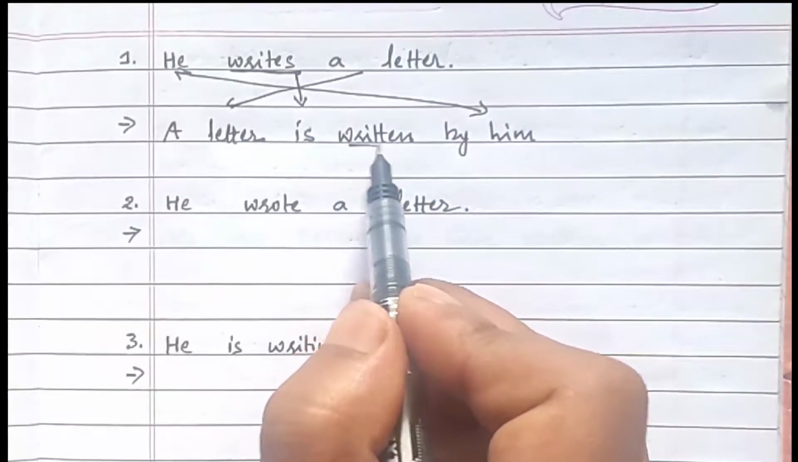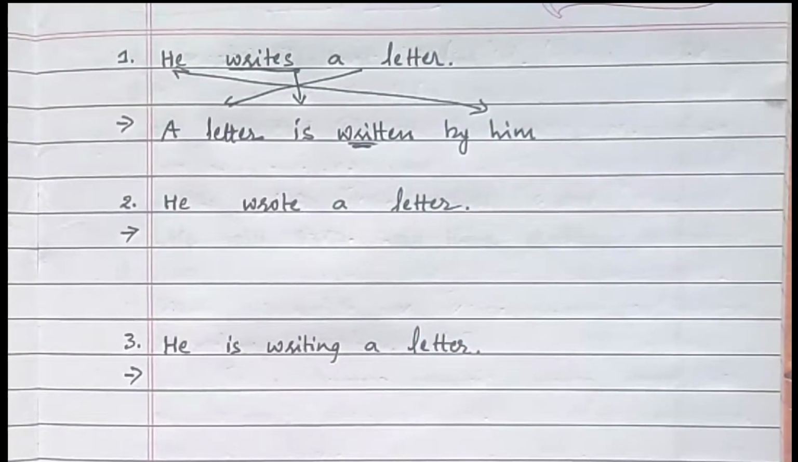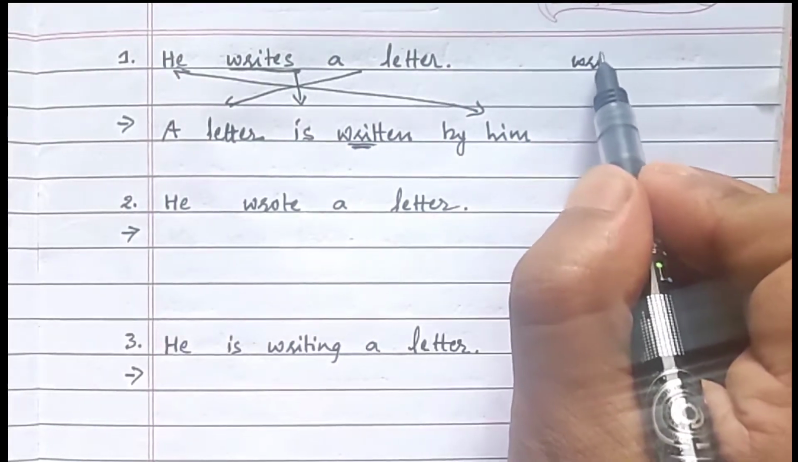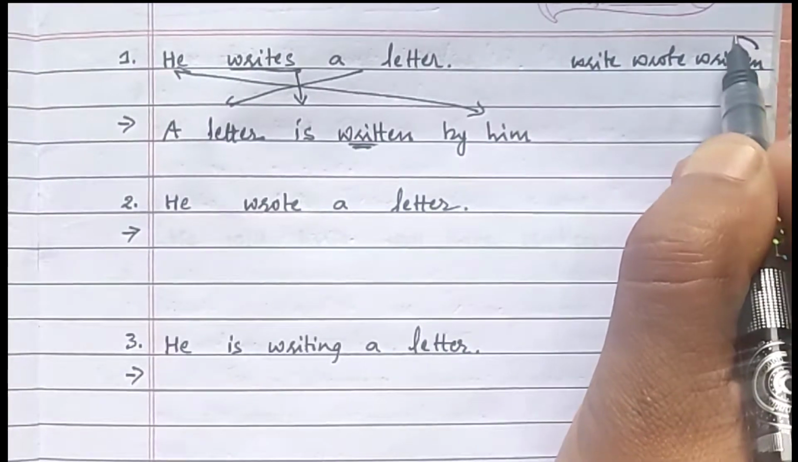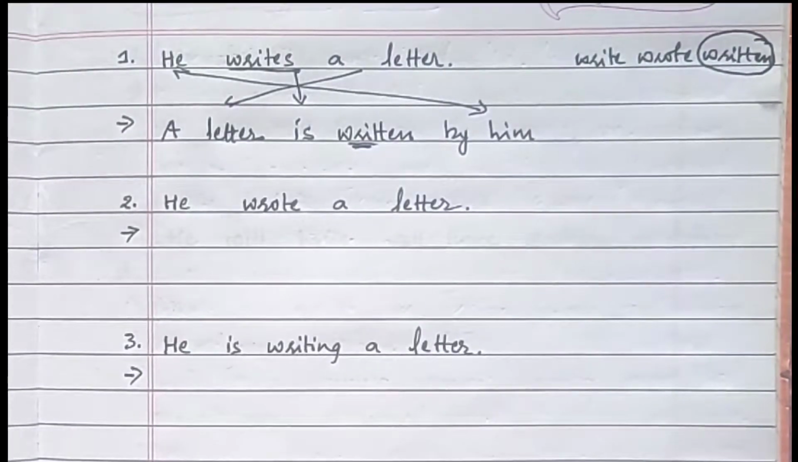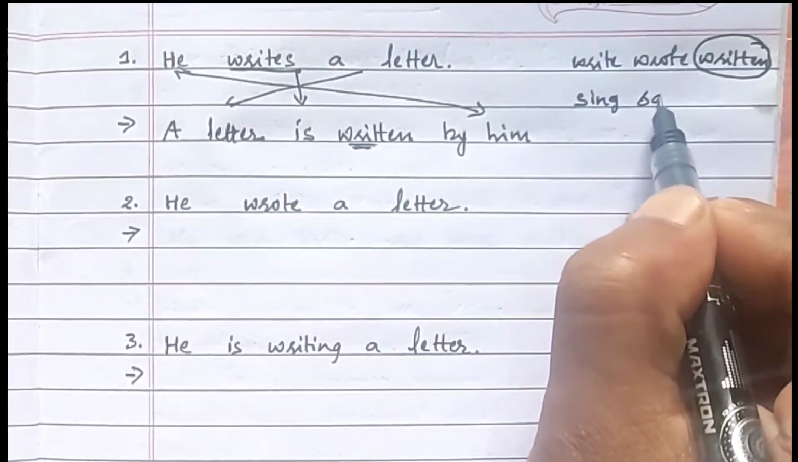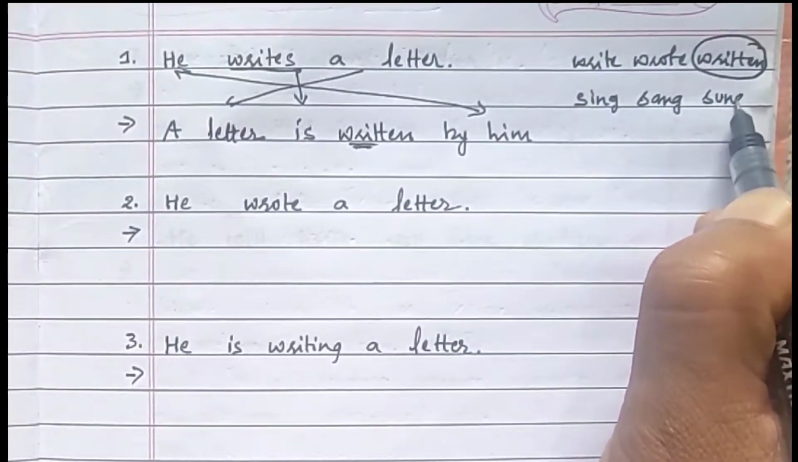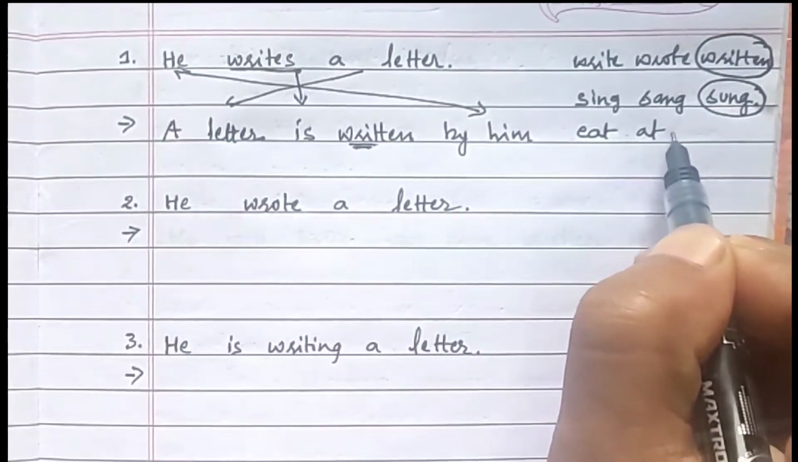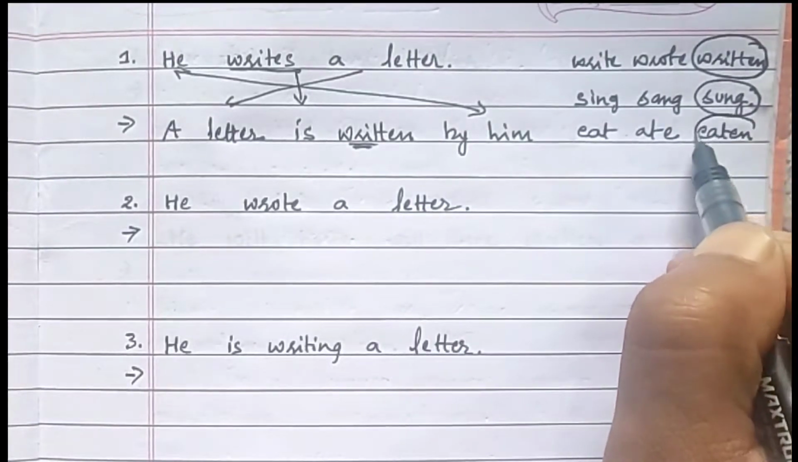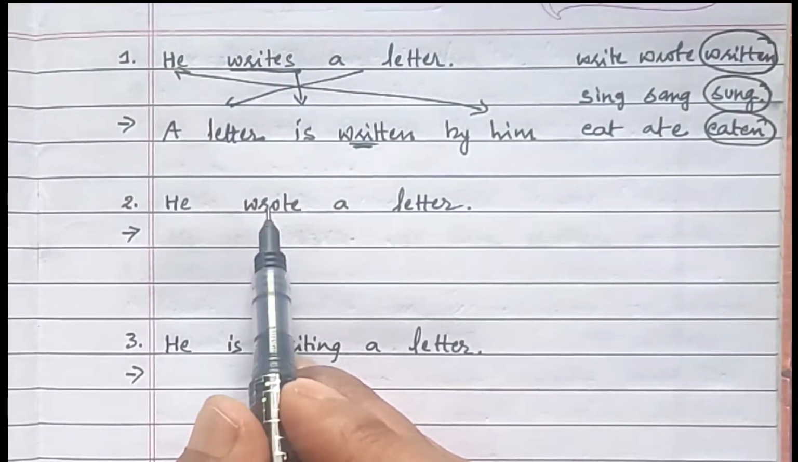And this verb, always remember, you have to use the past participle, that is the third form of verb. It means like this. Write is present tense, wrote is past tense, and written is your past participle. So always you have to use the past participle verb in passive voice. Suppose if I write here sing, past tense of sing is sang, and past participle will be sung. So you have to use sung. Eat, ate, eaten. So you have to use eaten in passive voice. Always use past participle.